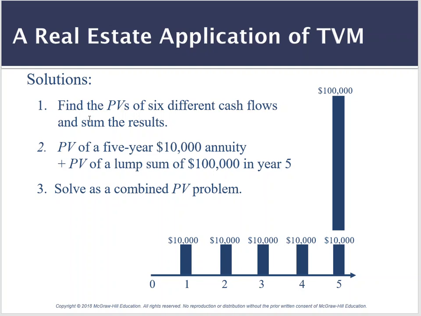Here you have a real estate application of time value of money. They'd ask you to find the present value of the 6 different cash flows, and the results. You've got $10,000 each year for 5 years, but you also have a lump sum of $100,000. View this as interest payments over 5 years, and view this $100,000 as a residual. You sell the property at the end of 5 years and you earn $100,000.